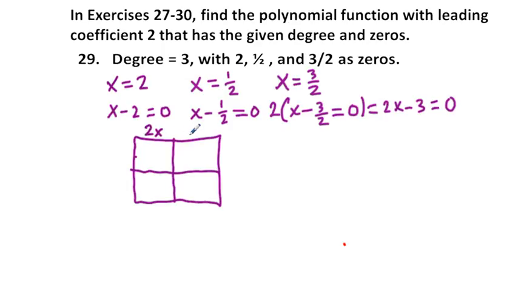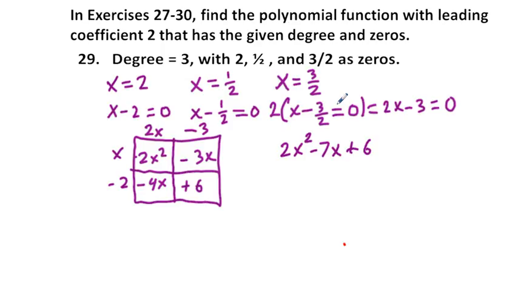We put 2x minus 3, and on the left one we have x minus 2. Multiplying these together, we get 2x squared, and then minus 3x. We have minus 4x in the lower left, and in the lower right we have plus 6. Combining like terms, we have 2x squared minus 7x plus 6.